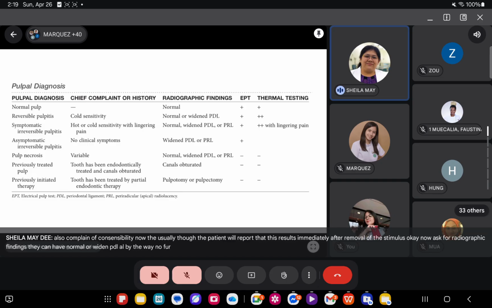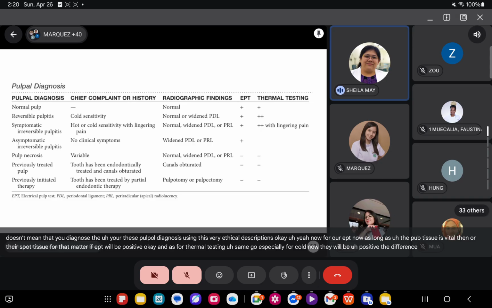Oh, by the way, for the radiographic findings, it doesn't mean that you diagnose these pulpal diagnoses using these periapical descriptions. Okay. Now for EPT, as long as the pulp tissue is vital, or there's pulp tissue for that matter, the EPT will be positive. Okay. And as for thermal testing, same goes, especially for cold. They will be positive.